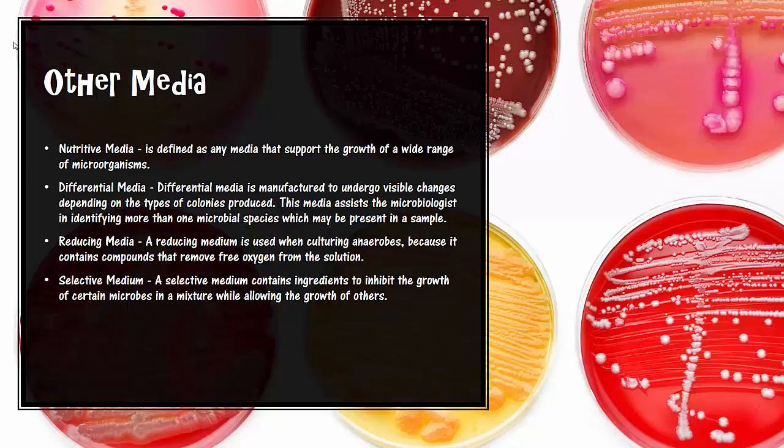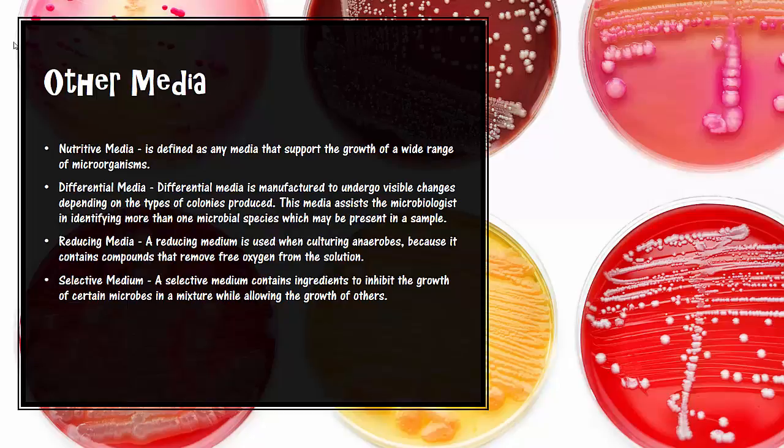And there are many, many other types of media as well. There's nutritive media, which is defined as any media that supports the growth of a wide range of microorganisms. This is often what we're using in the lab. Differential media is manufactured to undergo a visible change depending on the types of colonies that you want to produce. This media assists microbiologists in identifying more than one microbial species which may be present in a sample. Reducing medium is used when cultures of anaerobes are necessary because it contains compounds that remove free oxygen radicals from the solution.